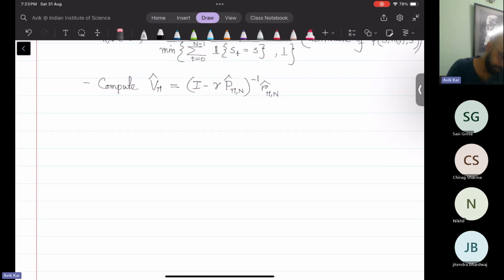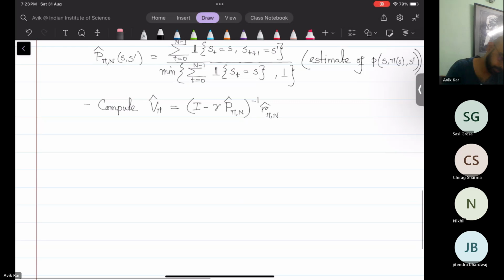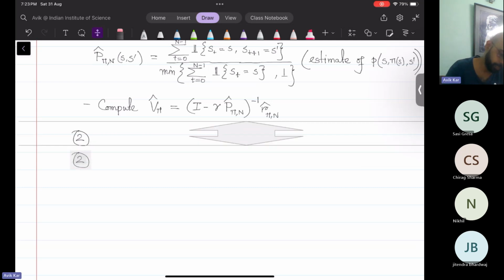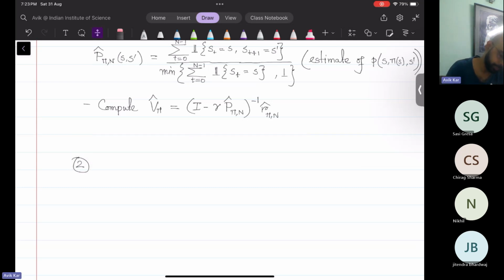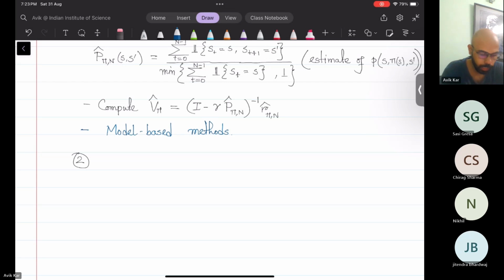Well, so the next thing is, what if we do not try to estimate the model? Okay, before going there, researchers have named this type of method something specific. They call it model-based methods. Ultimately, we are estimating the value function, but through estimating the models.